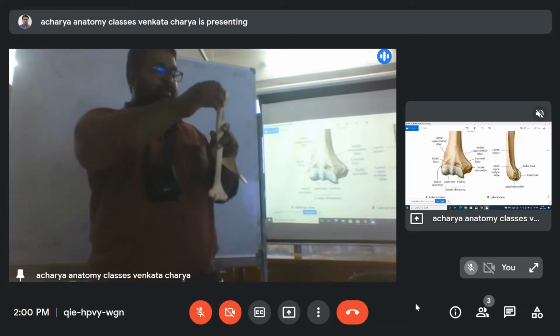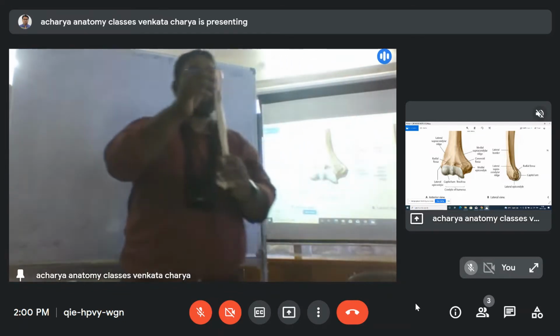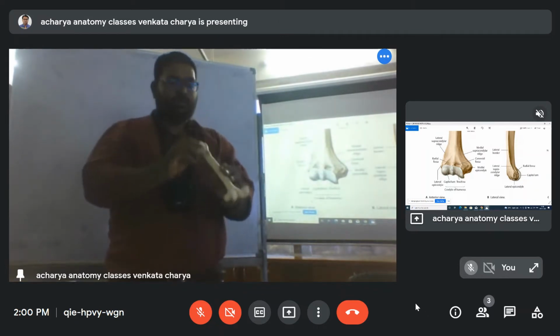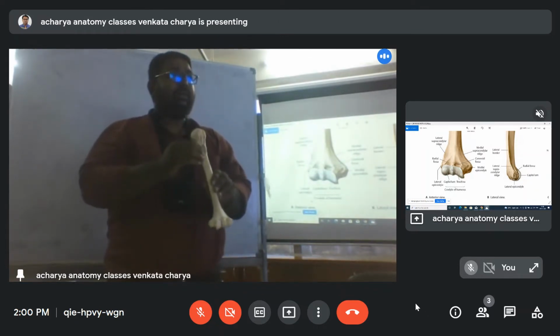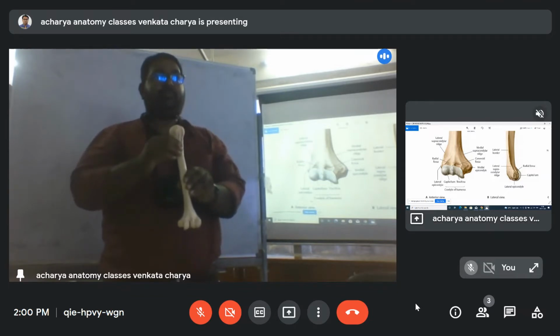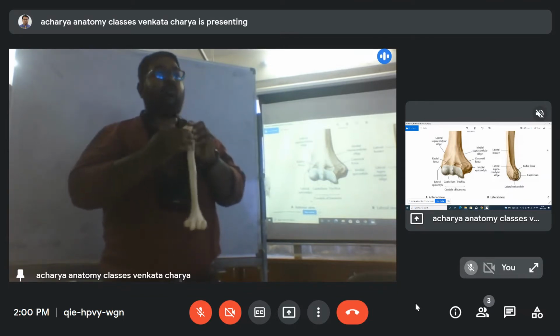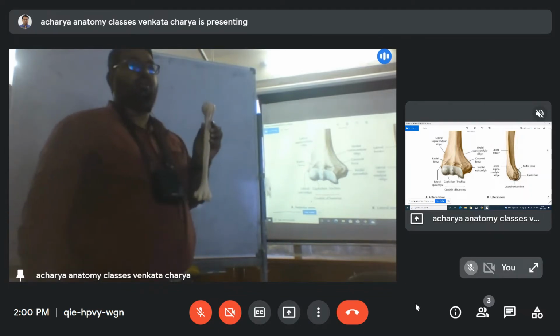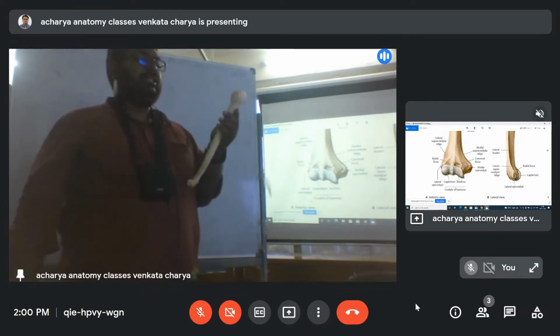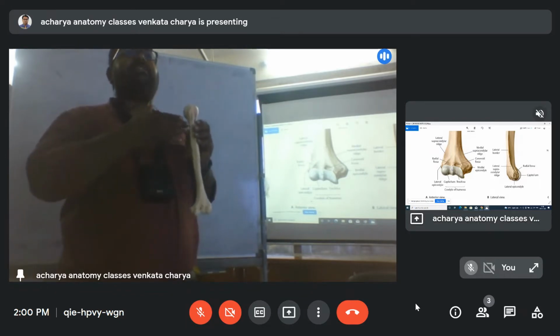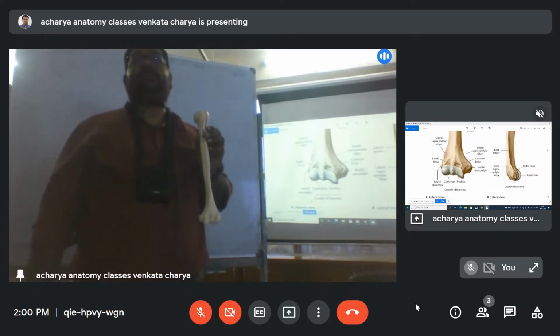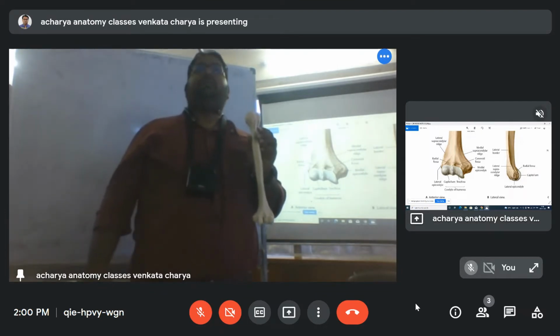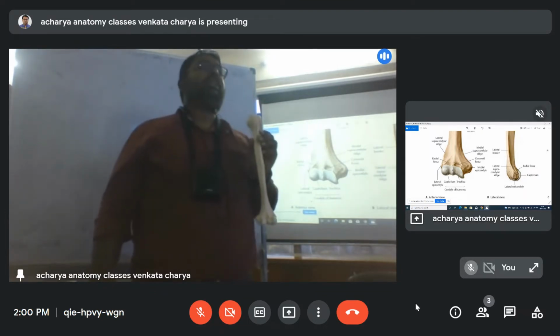Number one is the medial lip. See here, which one is the medial side? The head side is medial. So we have the medial lip, the lateral lip, and the floor. In the medial lip there is an insertion of the teres major muscle. Teres major is inserted into the medial lip of the intertubercular sulcus.